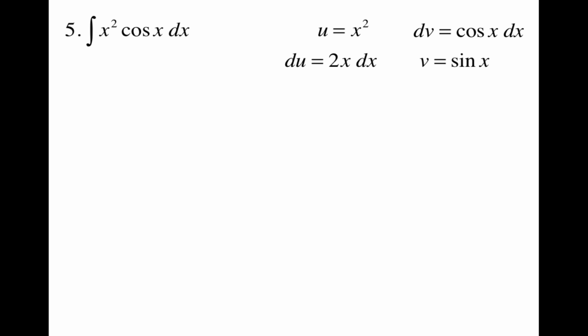All right, let's try number 5. So for this one, I'm going to let u equal x squared, and dv is going to be cosine x dx. So when I differentiate, du is 2x dx. When I integrate, I get sine of x. Now when I multiply and then subtract the integral, I get the following setup.